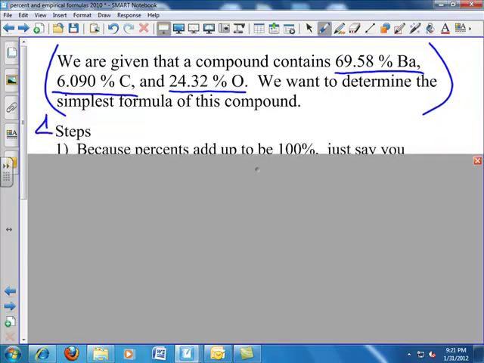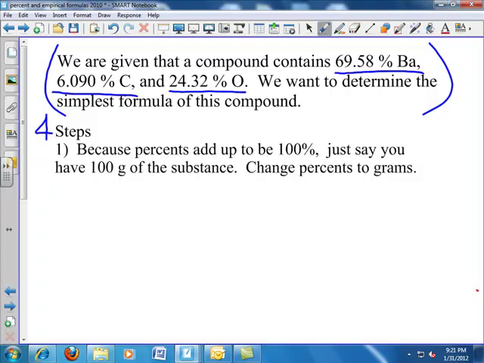There are 4 basic steps, and I want you to write down all the directions for each step. Here is the first step. Because the percents should all add up to be 100%, if I have 100% of a substance, I'm going to say I have 100 grams of that substance. So whenever you see percents, we are going to change the percents into grams.